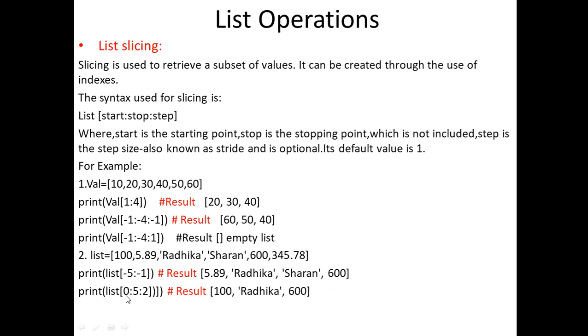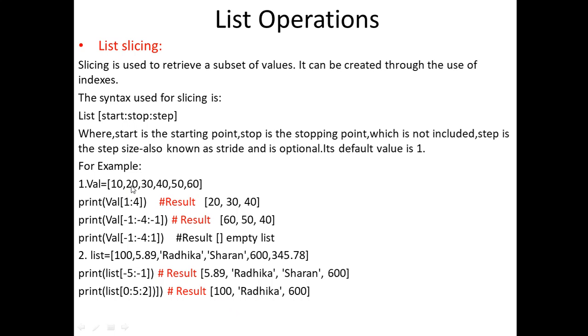And in the same way, 0 to 5 with step value 2. Yes, here the step value is 2. So it will extract from 0 till 5 minus 1, which is what? 4. So 0 to 4 and step value 2. So 0 will return, that is the 100.